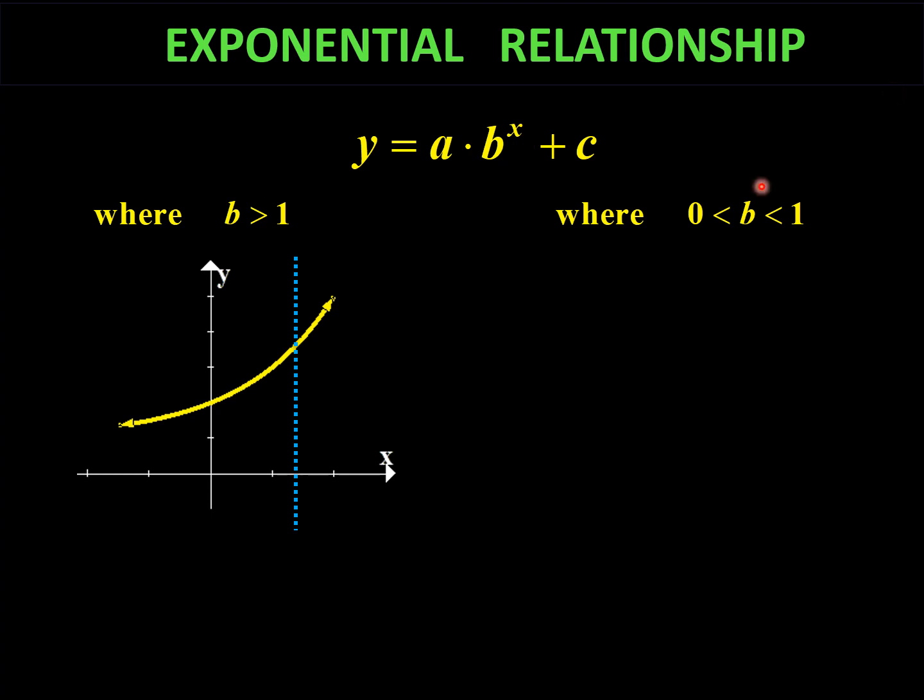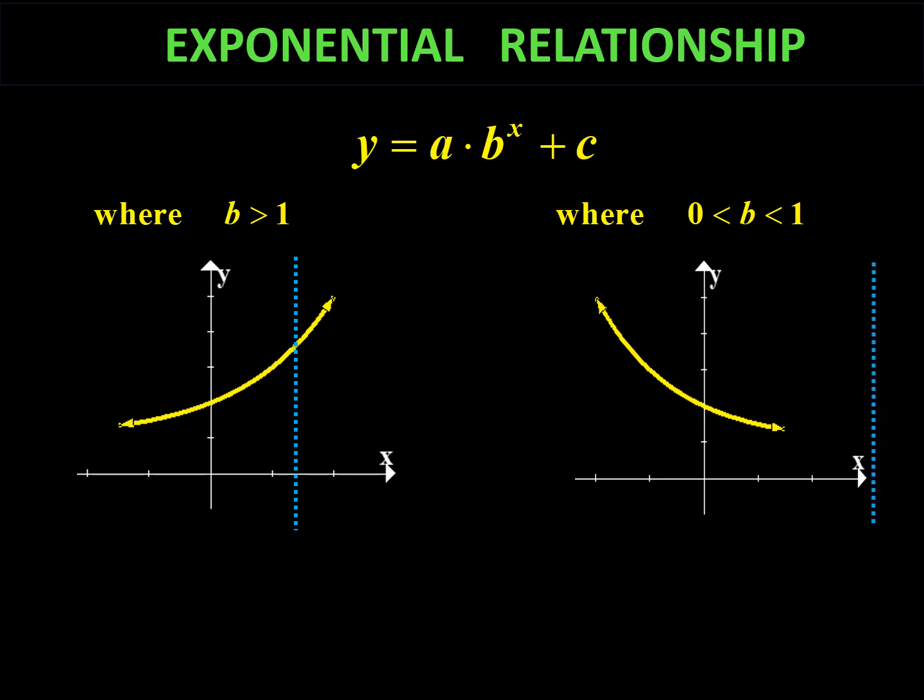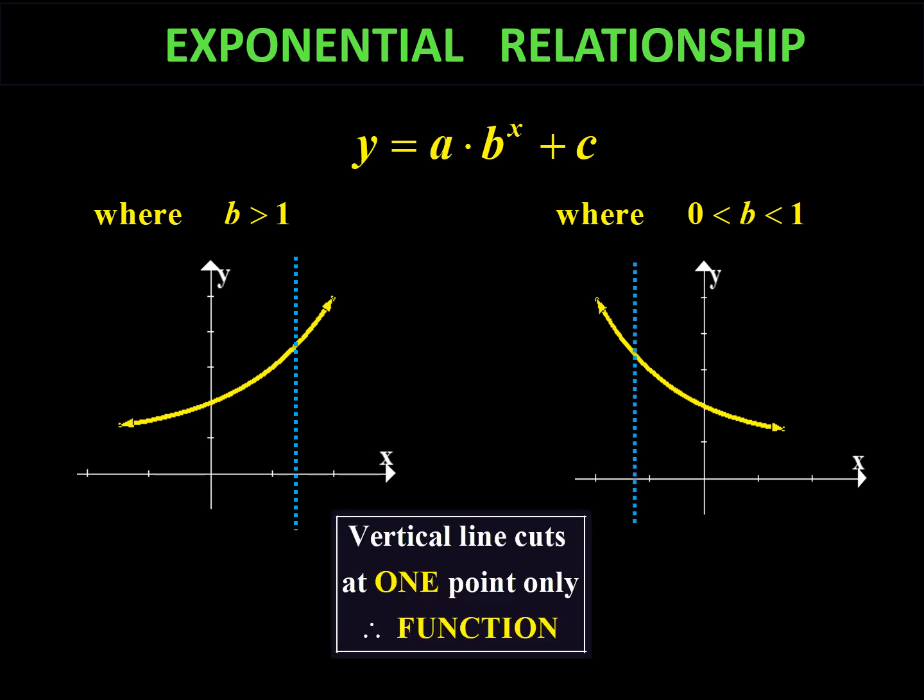Let's take one where the value of b lies between 0 and 1. No negative values. So I could have 0.25. I could have a third. I could have 2/5, etc. So this one here, there we have that exponential relationship. And let's look at it. Vertical line always cuts once. Therefore, exponential relationships are functions.